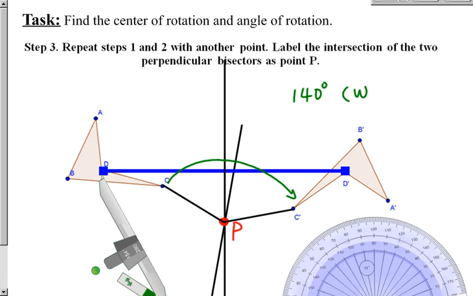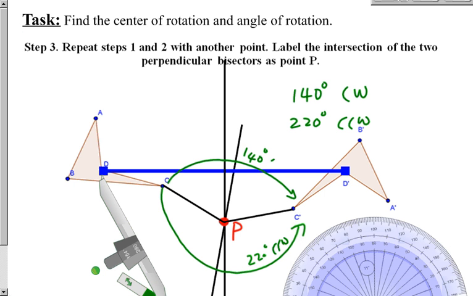Or if you want to stick with counterclockwise rotation, it will be a subtraction from 360, which will be 220 in counterclockwise. Okay? It would then go from C to C prime this way, which will be 220 degrees counterclockwise, or 140 degrees clockwise. All right, there you go.